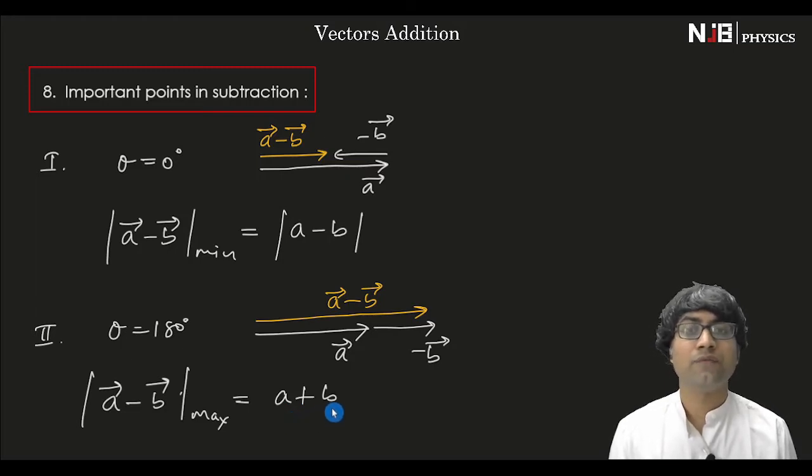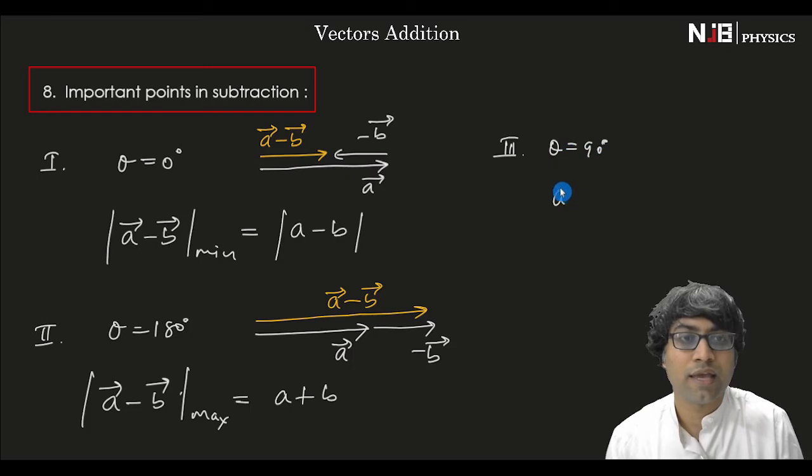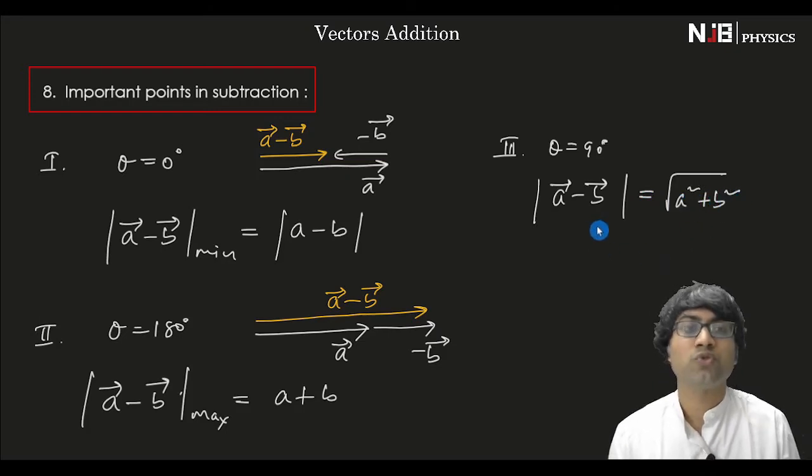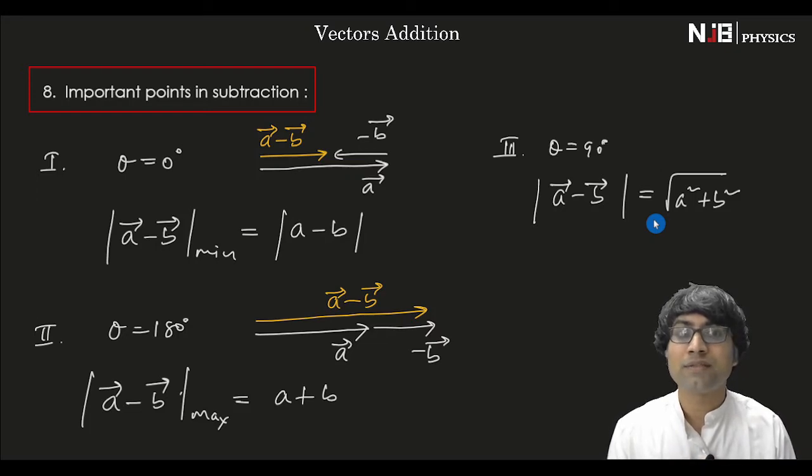Now what will happen if the angle between them is 90 degrees? We can talk about it. It's very easy. If theta is equal to 90 degrees, then the magnitude of a vector minus b vector will be equal to the square root of a squared plus b squared. So it doesn't really matter. If the angle is 90 degrees, then the magnitude of the sum and the magnitude of the difference are going to be the same. So we can memorize it as a fact that if the magnitude of sum and the magnitude of difference come out to be the same, that means the angle between the two vectors is going to be 90 degrees. That means the two vectors are orthogonal.